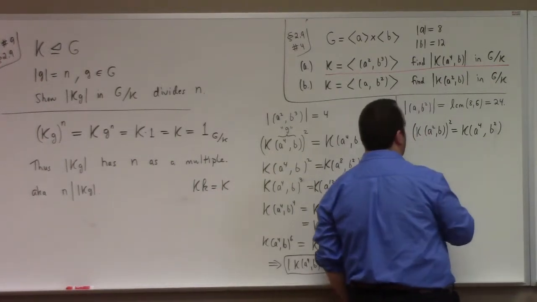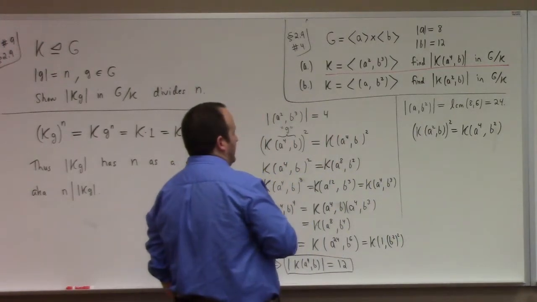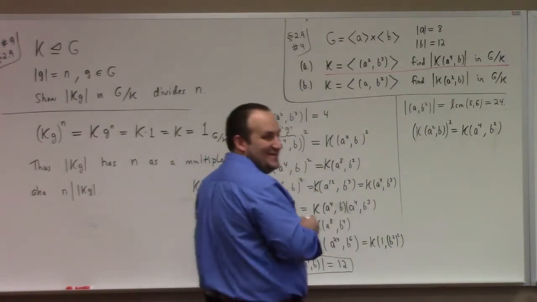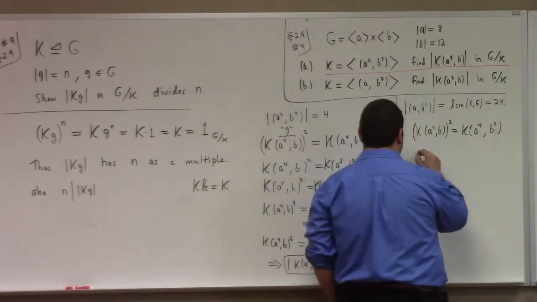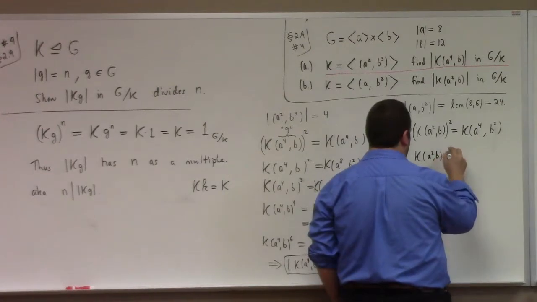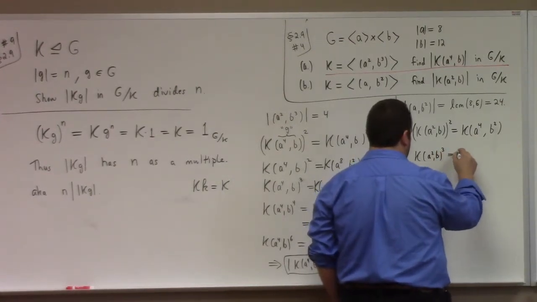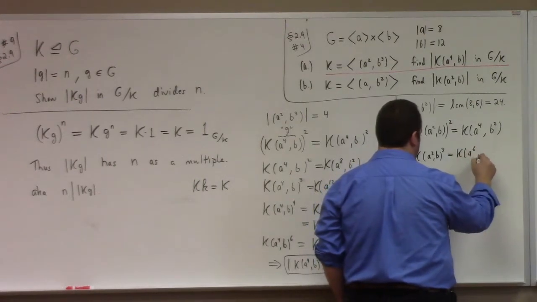So then, what? So the order is 24. We got more to worry about, don't we? Because we got ways to go here, don't we? So K, a squared b. I was thinking it was easier than the other one. I'm obviously wrong. It's worse, isn't it? It's worse. So this is K, a to the 6th b cubed.